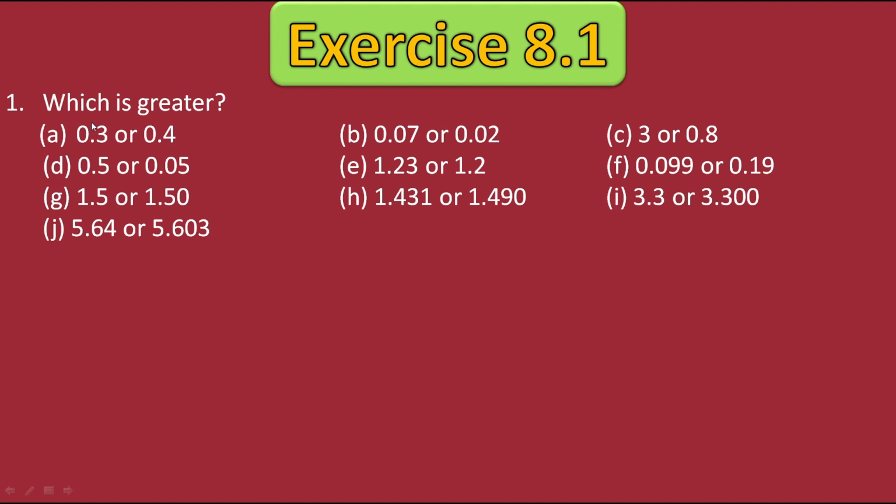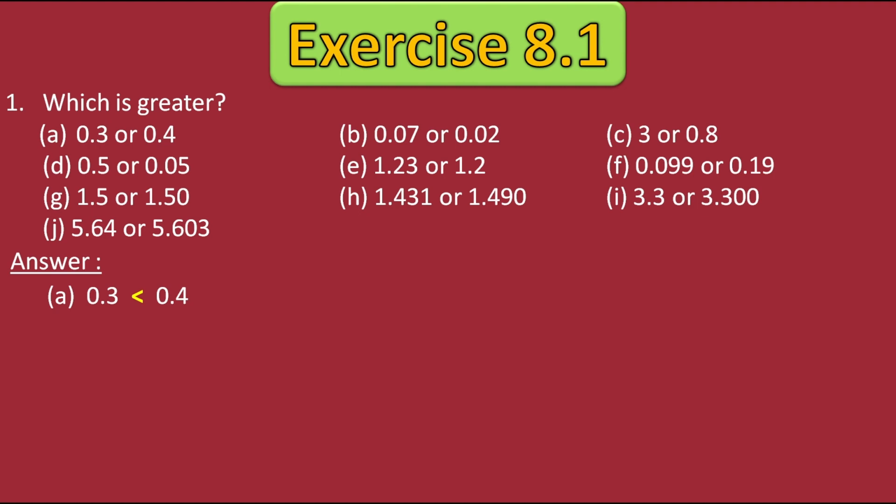In the first question, the whole number here is 0 and here also 0, so 0 is equal to 0. Now we move to the decimal part. The first digit present here is 3 and here it is 4. As you all know, 4 is greater than 3. Therefore 0.3 is less than 0.4, which means 0.4 is the greater number among these two.